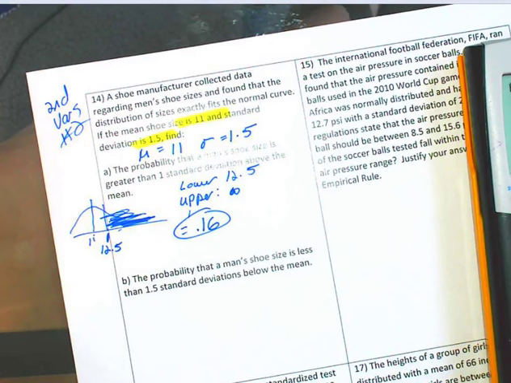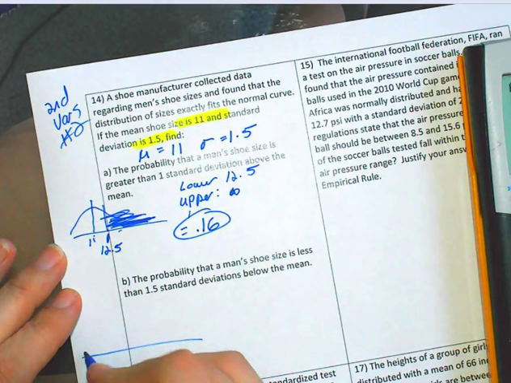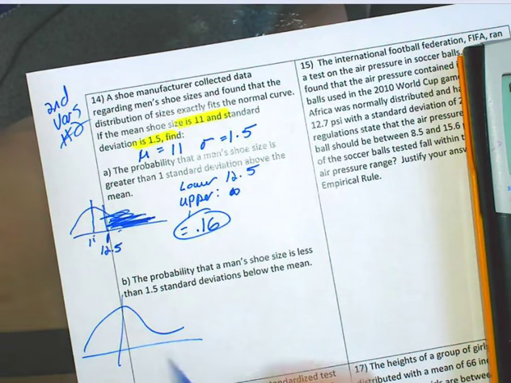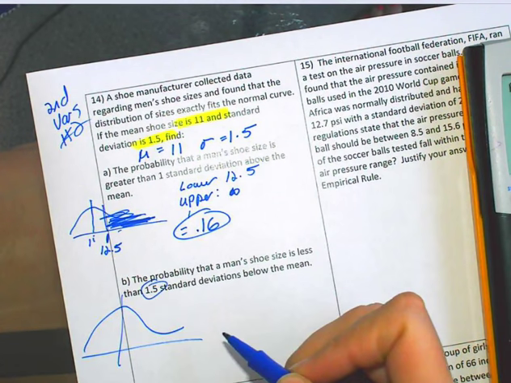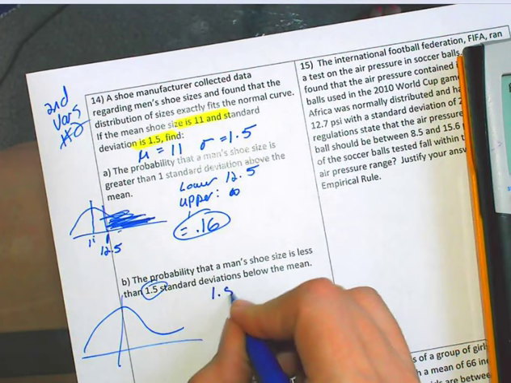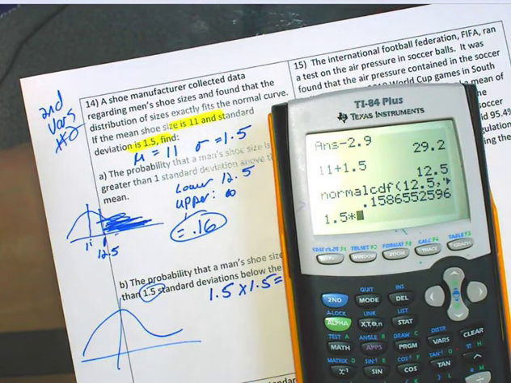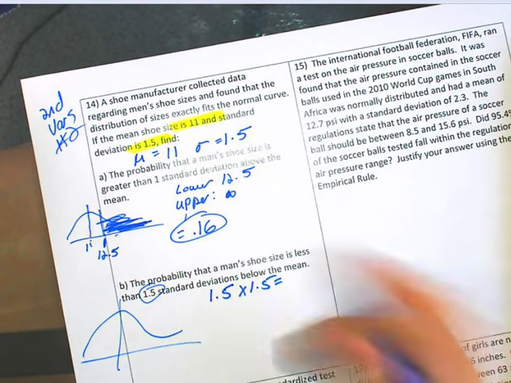What's the probability of the man's shoe size being less than 1.5 standard deviations below the mean? Same thing here, but this time I want 1.5 standard deviations less than. This is a little more tricky. I know a standard deviation is 1.5, so 1.5 times 1.5 gets me 2.25.